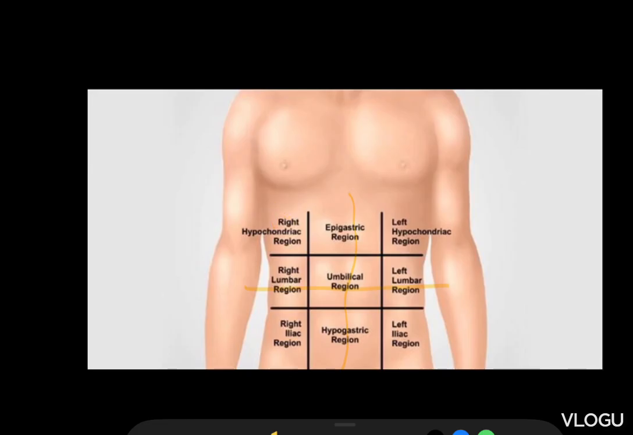Now before going to abdominal trauma, we have to know a little surface anatomy. First of all, we can see that the abdomen is divided into 4 different parts.